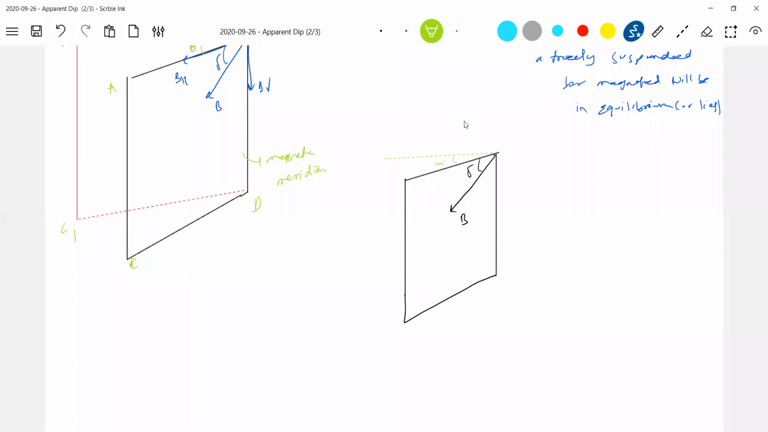Alpha is measured with respect to this line. So this is what earlier was BH, this will be BV. Now the resultant magnetic field, BH dash, will come.